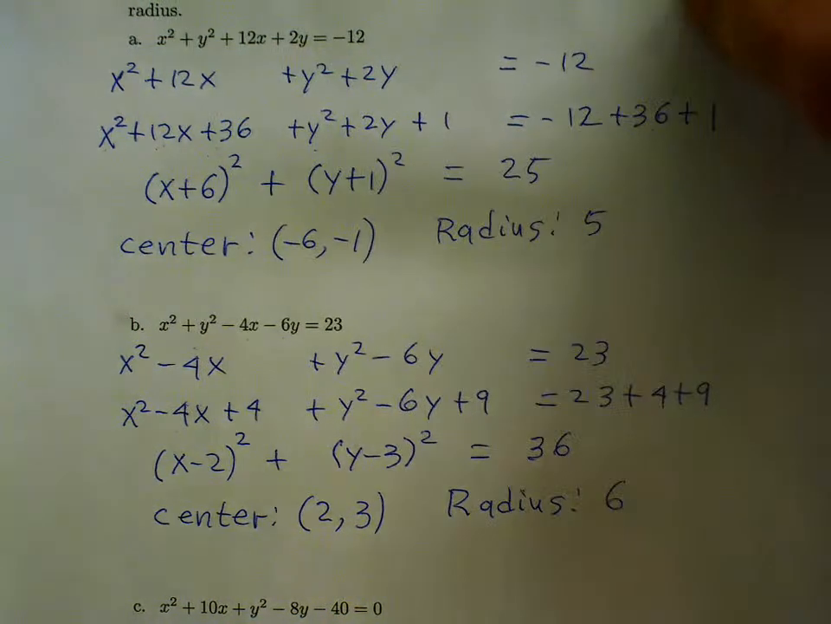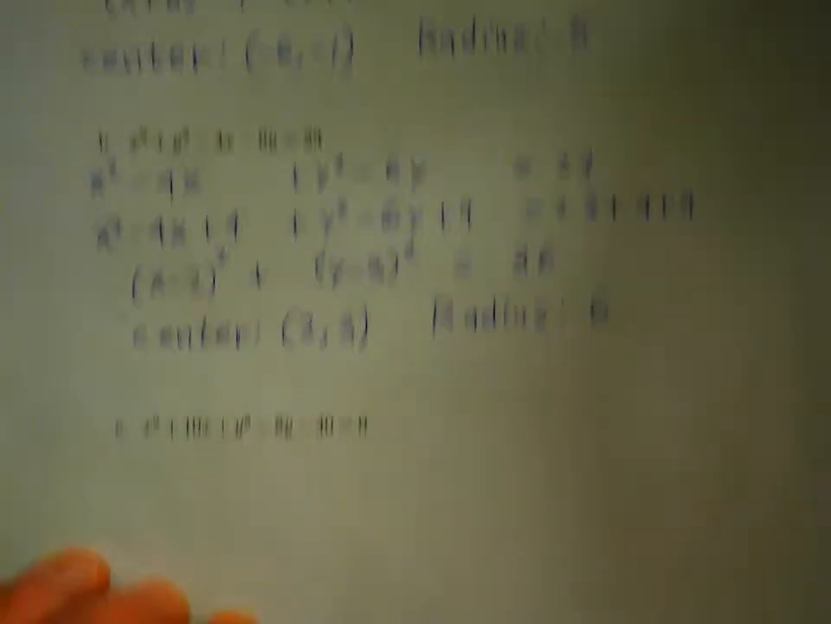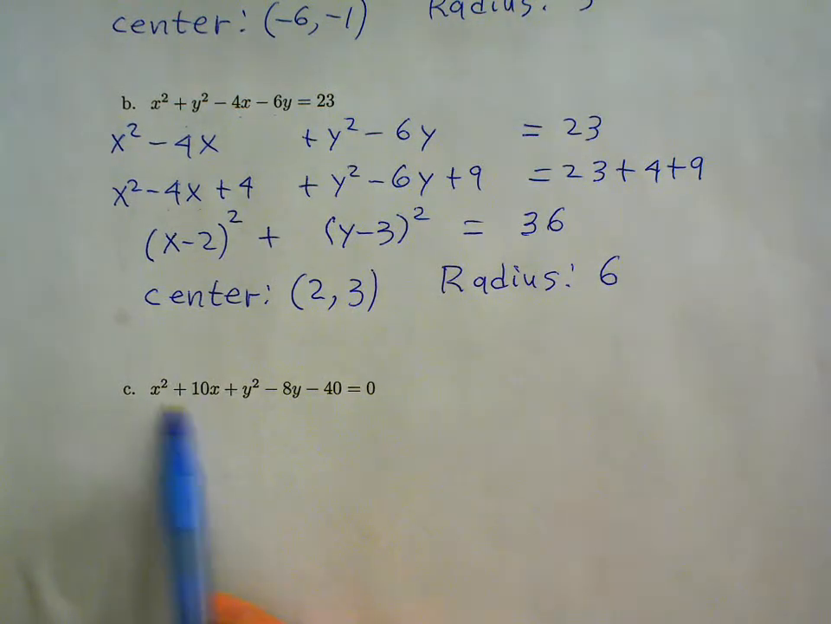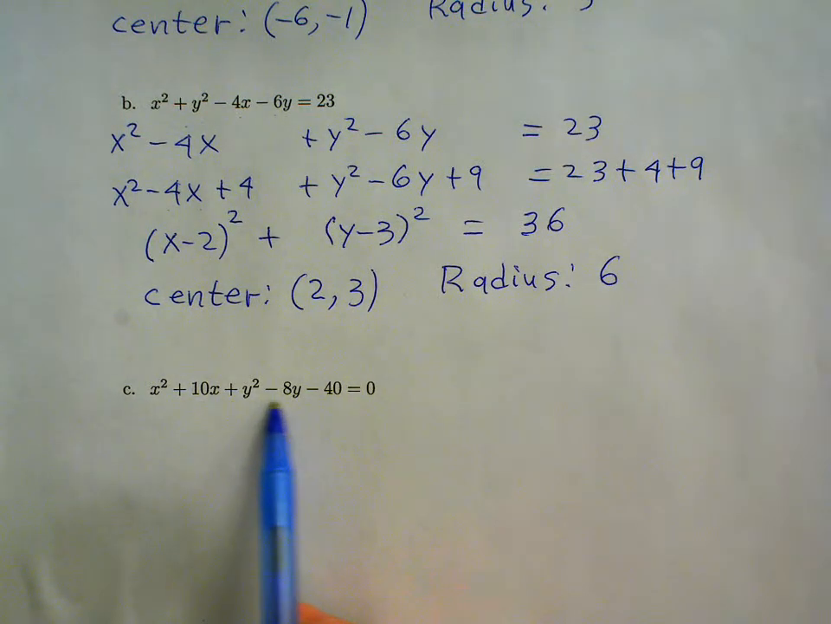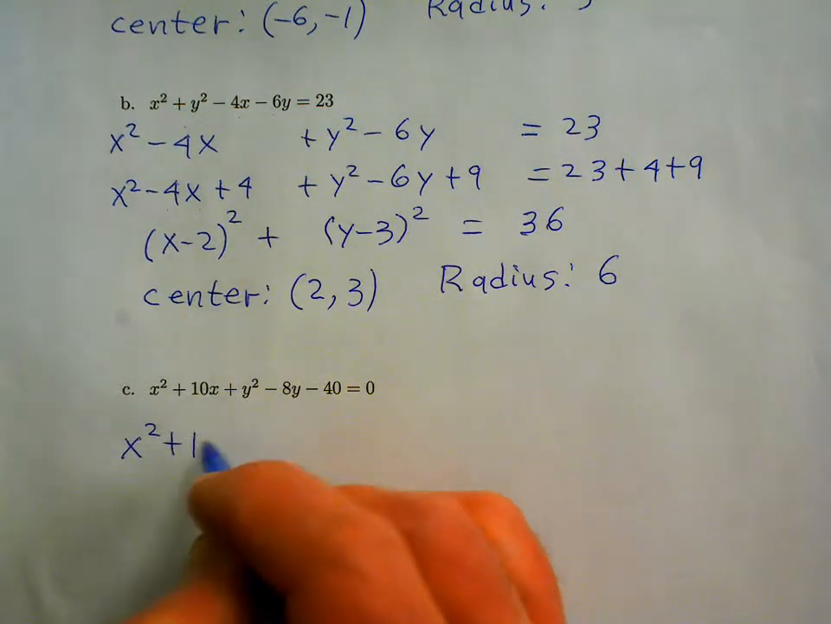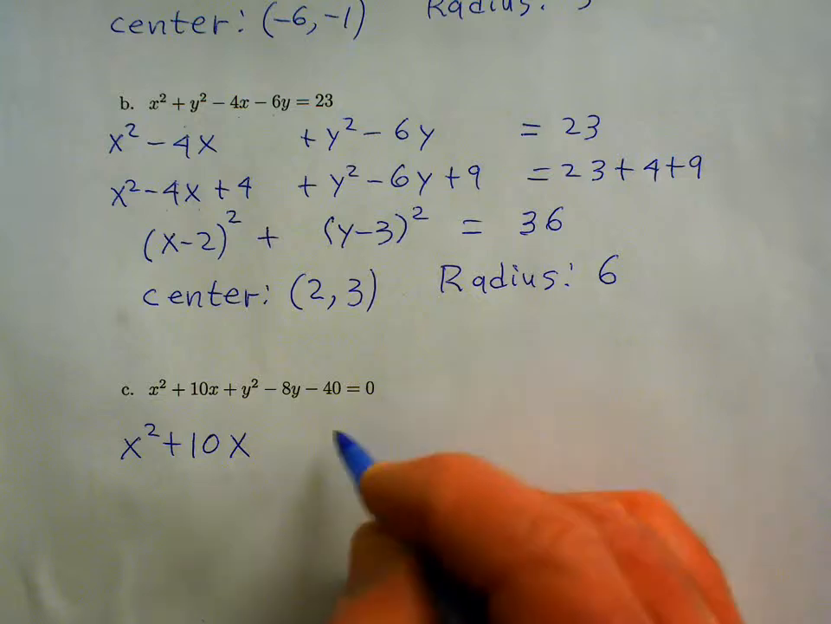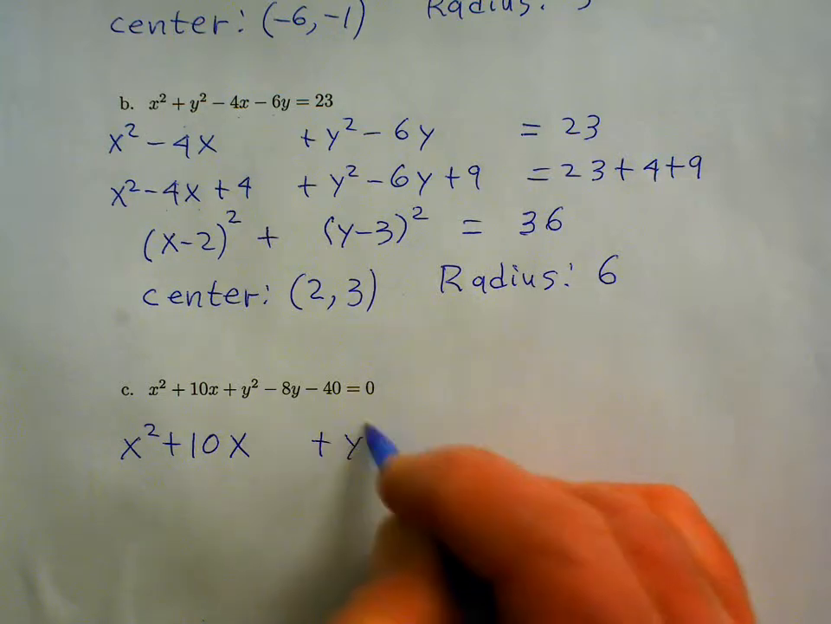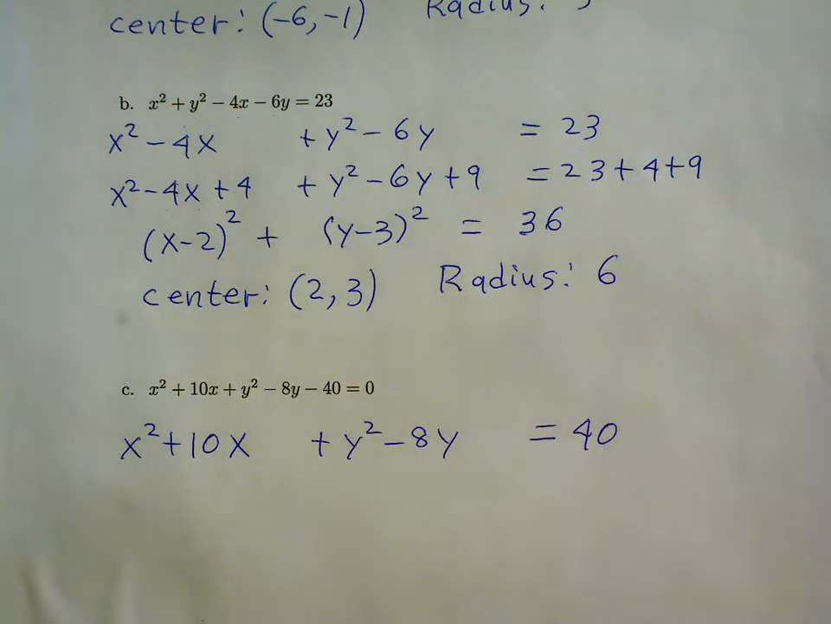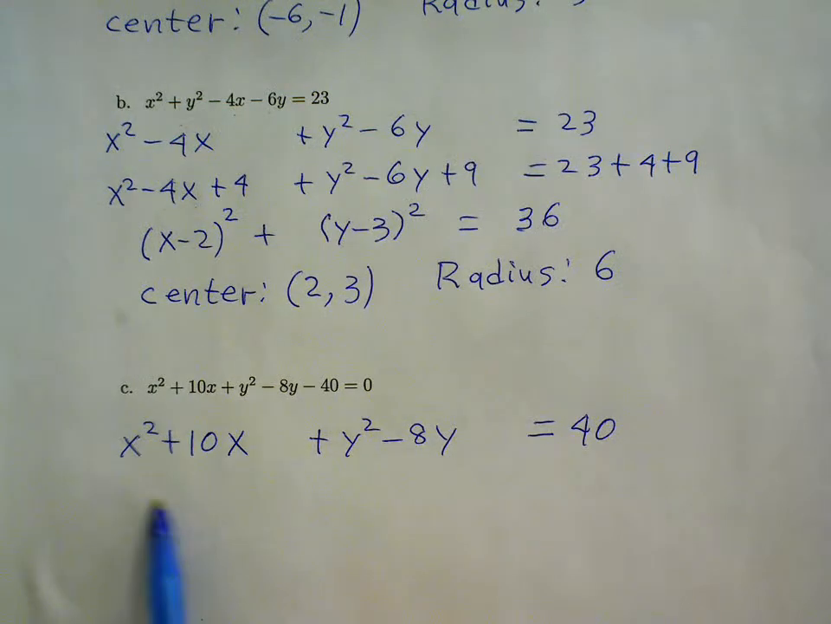Okay, we have a few seconds left. We can start the next one. X squared plus 10x plus y squared minus 8y minus 40 equals 0. So we can write x squared plus 10x, leave some space, plus y squared minus 8y. Leave some space, add 40 to both sides. And now we complete the square twice.